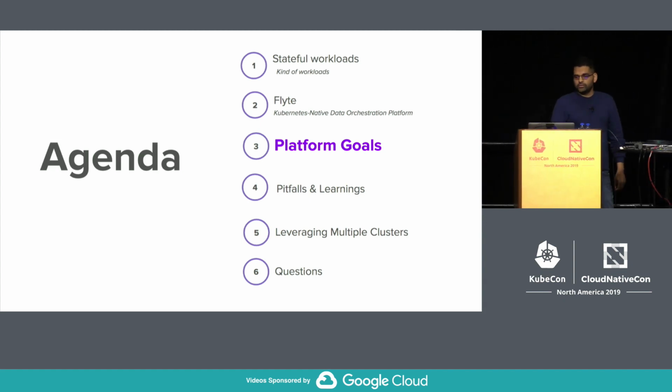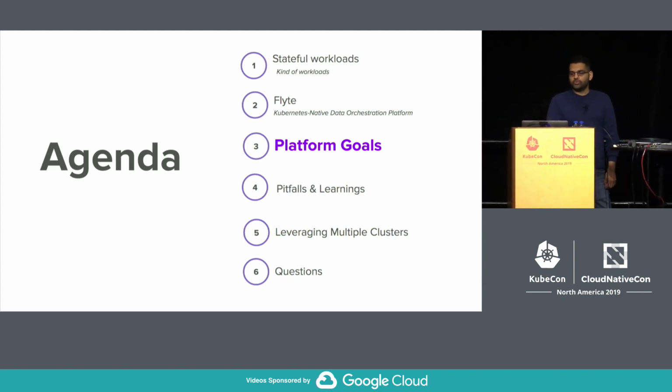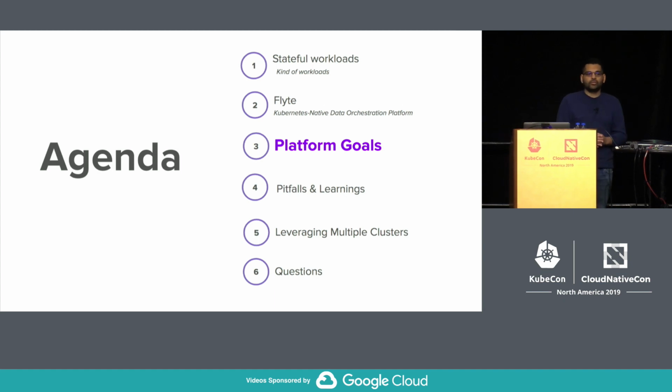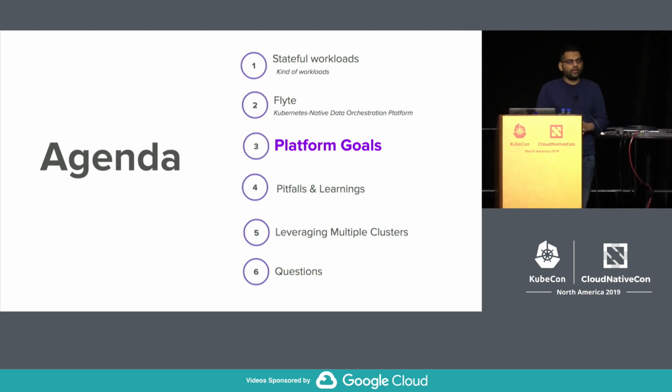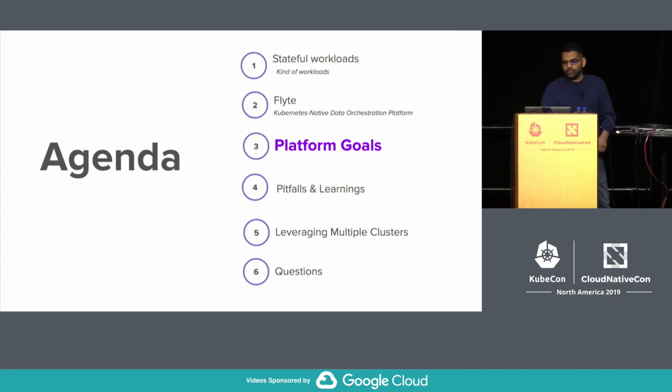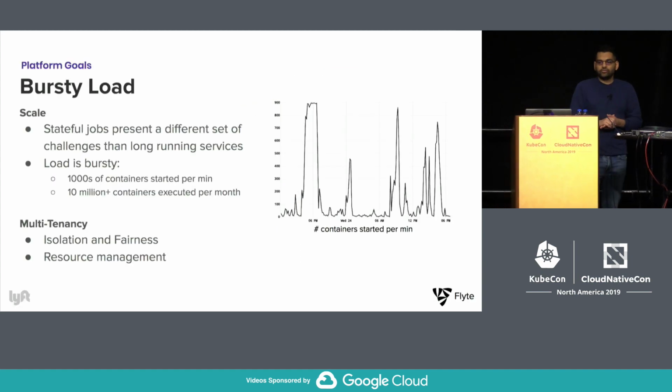Thank you, Surinder. Now that we have a good idea of the kind of stateful workloads we run at Lyft, as well as the platform Flyte we use to run them, let's talk about some of the goals we had in mind while designing Flyte. OK, so scale. So stateful jobs usually present a very different set of load characteristics compared to long-running services, in the sense that the load is usually very bursty, as can be seen on the chart on the right. At Lyft, for stateful workloads, we start thousands of containers per minute, as well as we run tens of millions of containers per month.